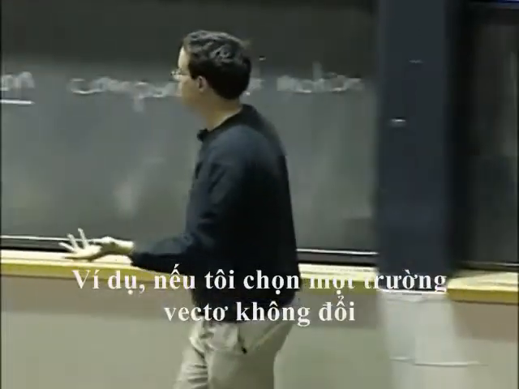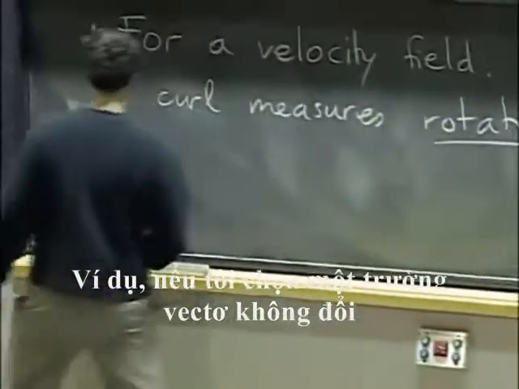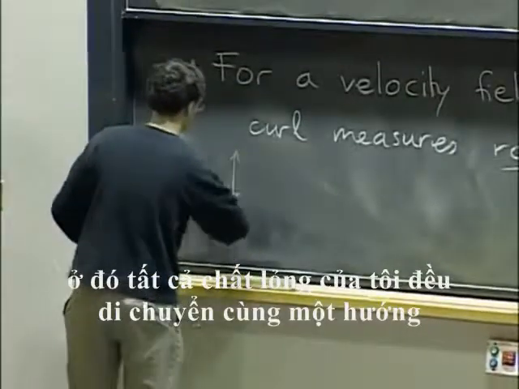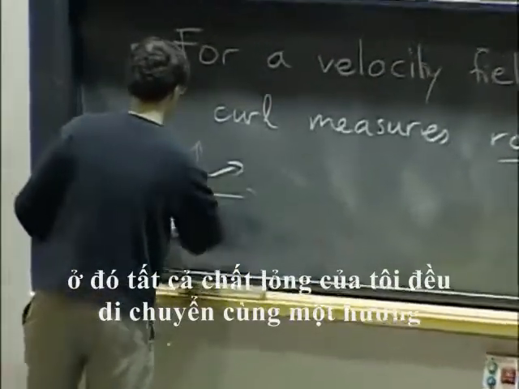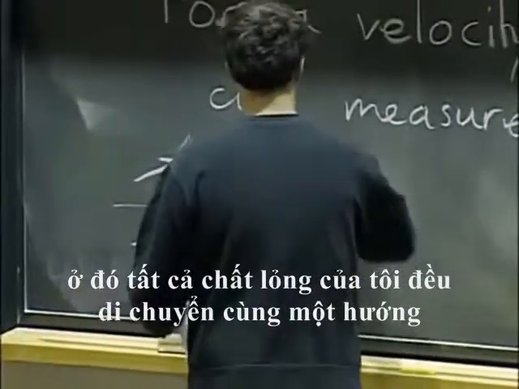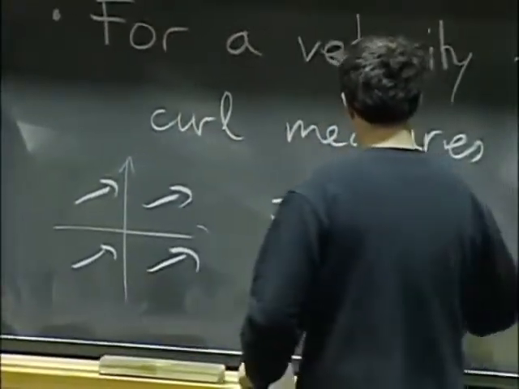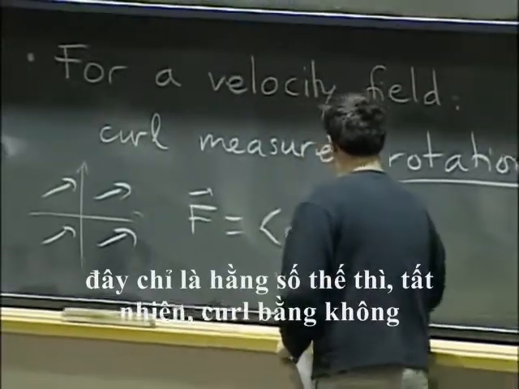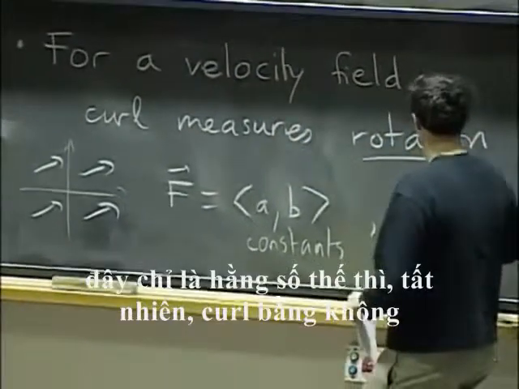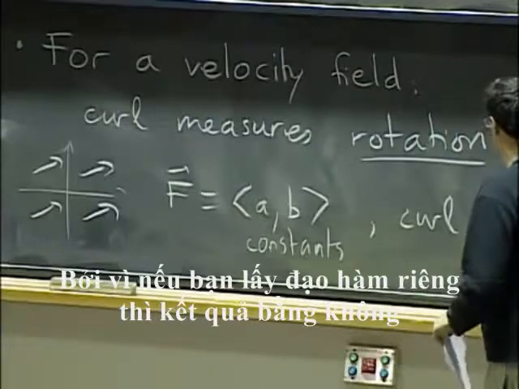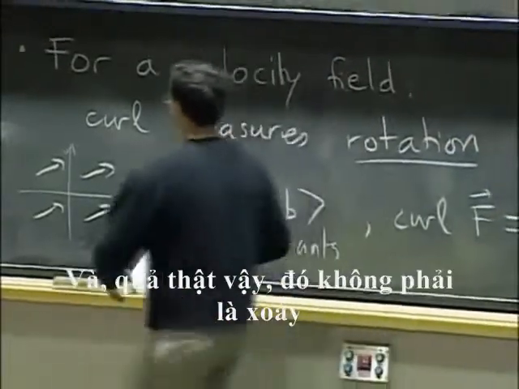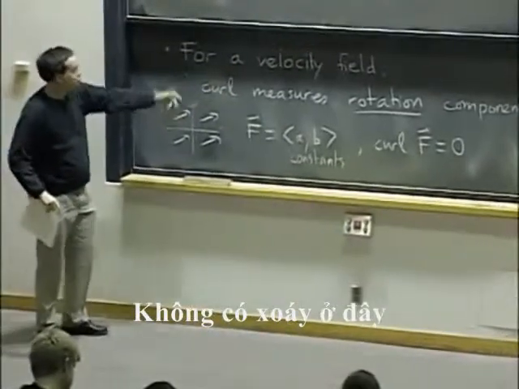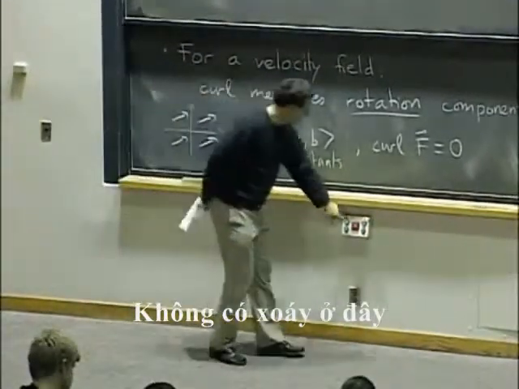Okay, so for example, if I take a constant vector field, where my fluid is all moving in the same direction, where this is just constants, then of course the curl is 0, because if you take the partials, you get 0. And indeed, that's not what you would call swirling. I mean, there's no vortex in here.